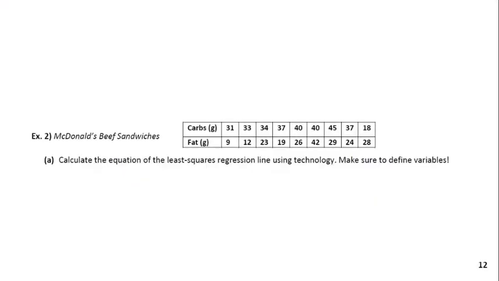So we're going to start off with actually making an LSRL, a least squares regression line. We're going to use some data from McDonald's and their beef sandwiches. Based on their carbs, we're going to be able to predict the amount of fat in the sandwich. We're going to calculate a least squares regression line using technology, our calculators, and then we have to make sure to define the variables that we use. So let's go ahead and enter the carbs in L1 and the fat in L2. Usually we enter the X, the independent variable, in L1, and the fat goes in L2. So let's go ahead and do that now.